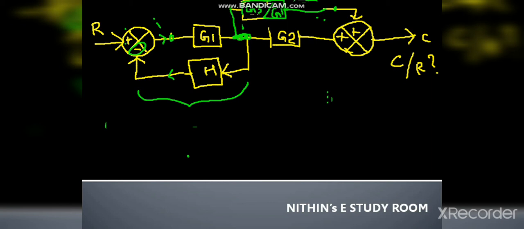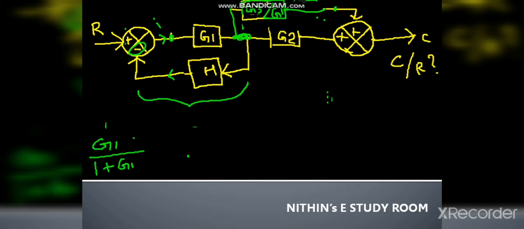So the equation will be G1 by 1 plus G1H. The solution of the negative feedback system will give G1 by 1 plus G1H. If it is a positive feedback system, the answer will be G1 by 1 minus G1H. Anyhow, now we are going to replace it with the new block. So this total system is replaced with this new block.